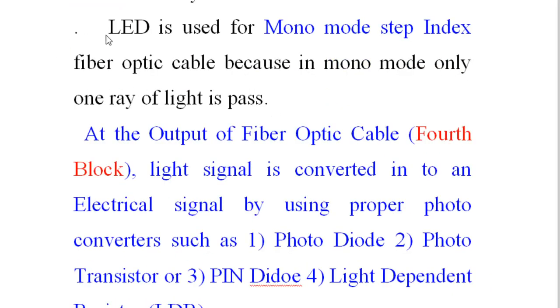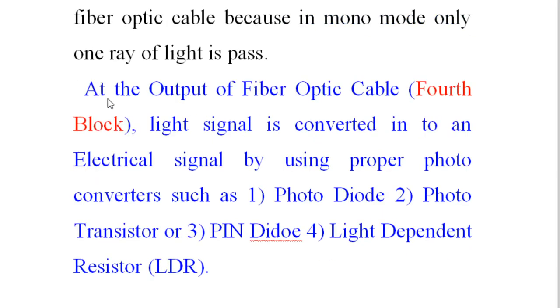So now LED is used for mono-mode step index fiber optic cable, because in mono-mode only one ray of light is passed. And this is a very simple concept. Now, next part is what? At the output of fiber optic cable. So when the light comes out from the fiber optic cable, at the output of fiber optic cable means our which block? Fourth block. Because fiber optic cable we have not considered as one block, but after fiber optic cable, we have considered the fourth block.